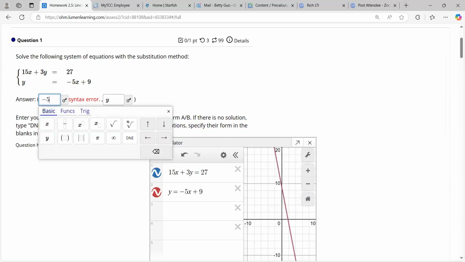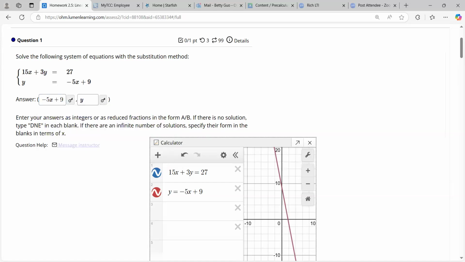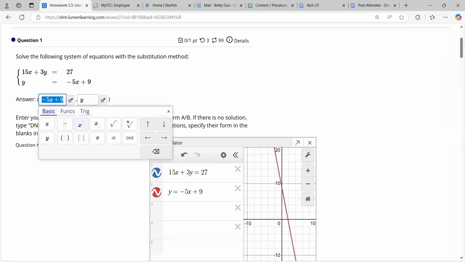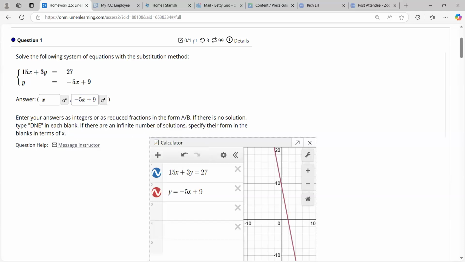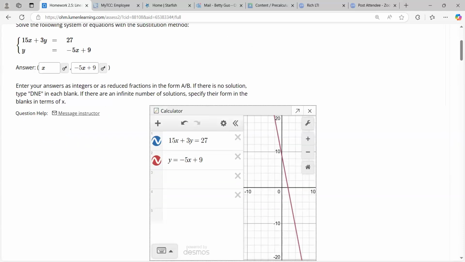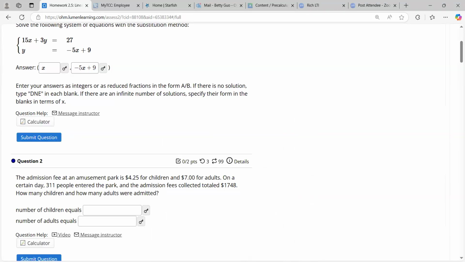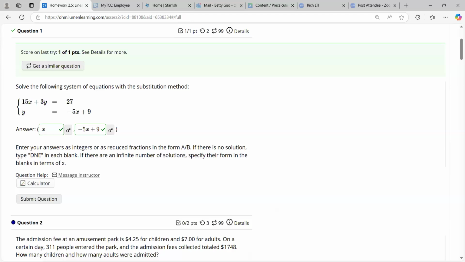Let's see if we got it right earlier. -5x plus 9. It says if it has infinitely many solutions, write them in terms of x. So this is x, and this is -5x plus 9. So write y in terms of x. Yeah, that definitely is correct. Let me check. It's correct.